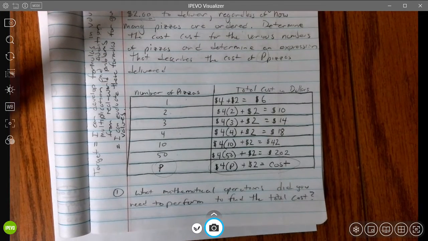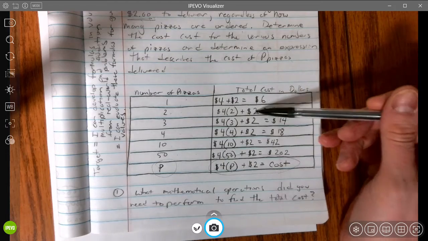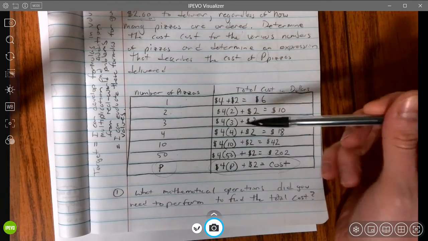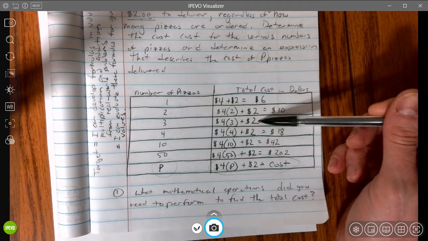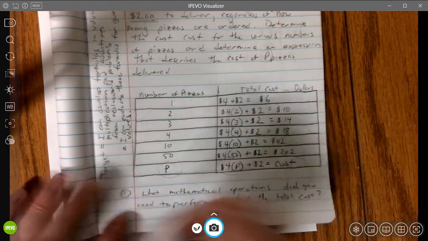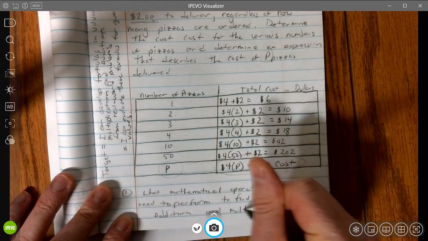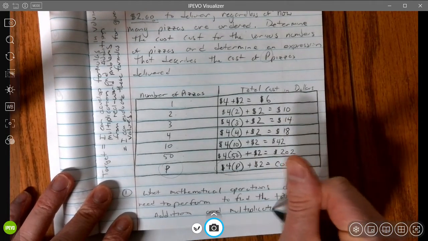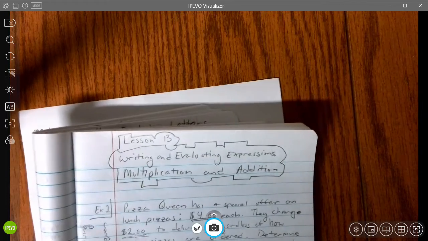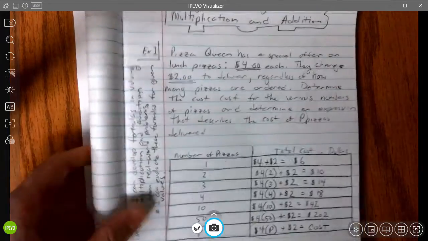So, what mathematical operations did you need to perform to find the total cost? Well, what did we do? We multiplied 4 times 2, then we added 2. We multiplied 4 times 3, and we added 2. Multiplied 4 and 4, added 2. Hopefully I don't have to do this whole table. What mathematical operations did we use? We used addition and multiplication, which was the title of our lesson today: writing and evaluating expressions using multiplication and addition. Neat.